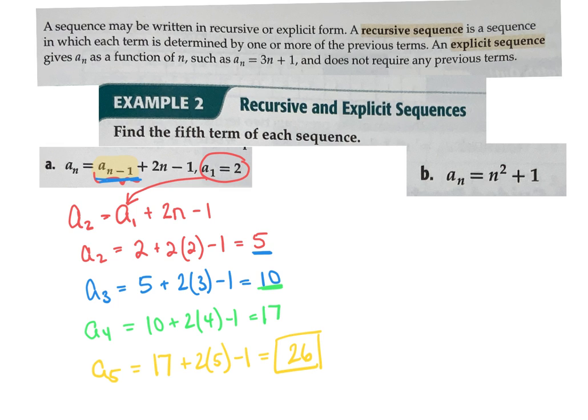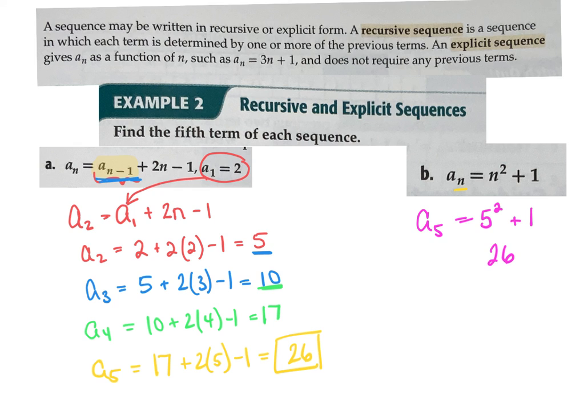B. For B, they want the fifth term. In this case, they didn't require the term in front of it. All they require is what term you're talking about. And so for this one, to find my fifth term, I'm just going to plug in a 5. 5 squared plus 1, which gave me 26, all right? Which is the explicit formula for the same one, all right?